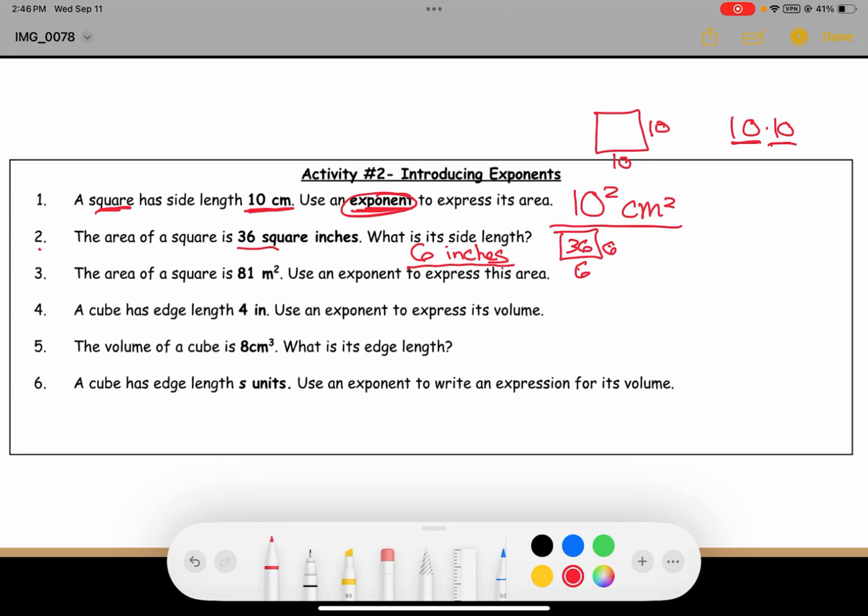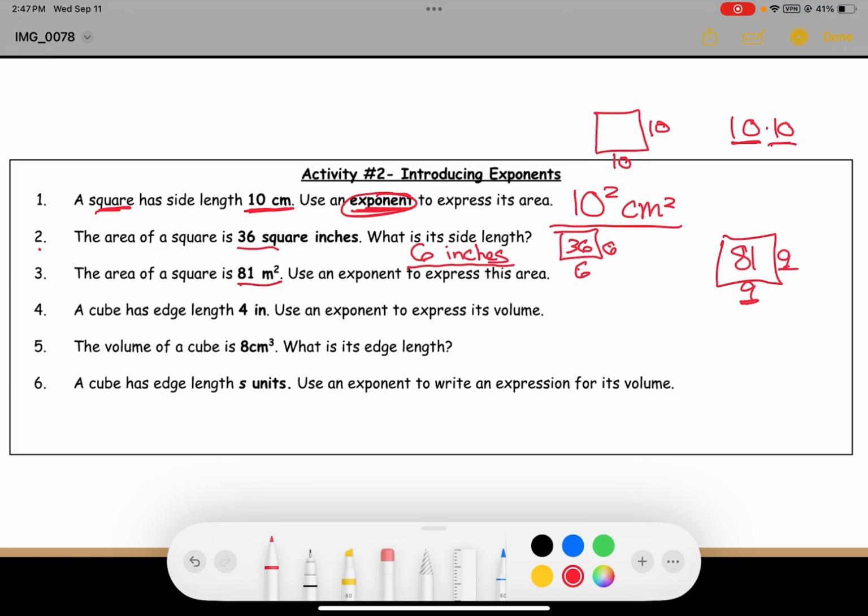The next one says the area of a square is 81 meters squared. Use an exponent to express this area. So we want to write it as an exponent. If the area is 81, I have to think what times what equals 81. I know 6 times 6 is 36, so it's not 6. 7 times 7 is 49. 8 times 8 is 64. 9 times 9 is 81. So I know the side length is 9.